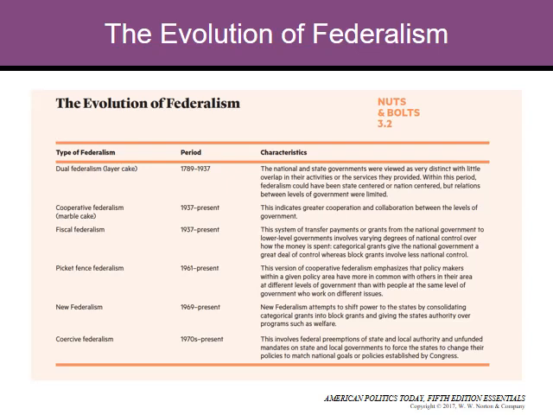Now let's take a look at the evolution of federalism. From 1789 to 1937, federalism was in the form of what we call dual federalism, or as we'll see later, layer cake federalism. The characteristics of this type of federalism are that the national and state governments were viewed as very distinct, with little overlap in their activities or the services that they provided.